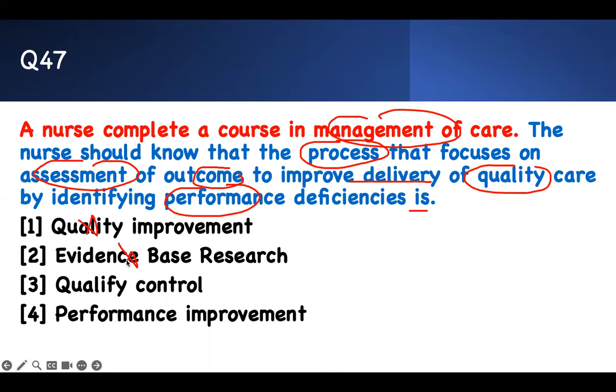Evidence-based research is off. Quality control, right? And it should say quality. This is quality control. There's quality there, right? There's control there, but that is not all that is going on. The main thing is by identifying performance deficiency. So this is what we're trying to do. Performance improvement study is that. That's what we are doing here.